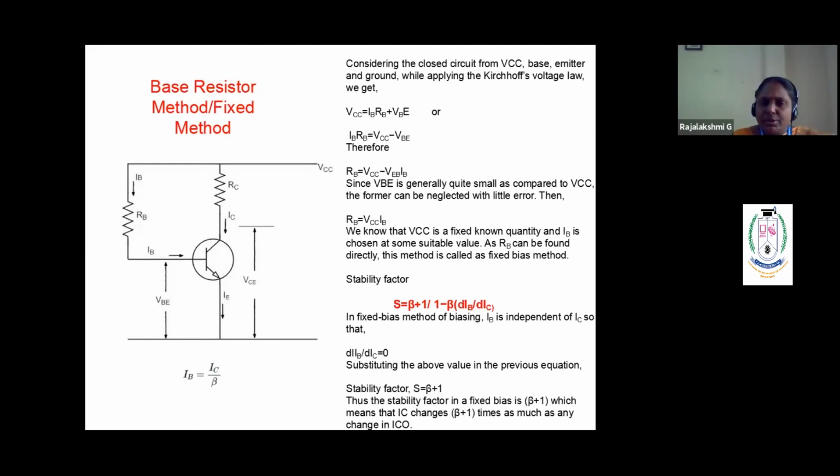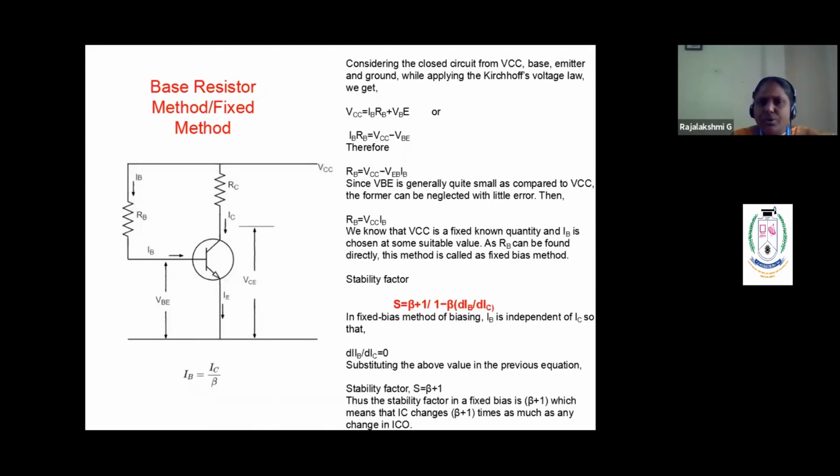So we simply find out RB from the equation. Manipulating it, IB RB is equal to VCC minus VBE, and from that you get the value of RB. Since VBE is very, very small compared to VCC, we neglect that term. So RB becomes VCC divided by IB.